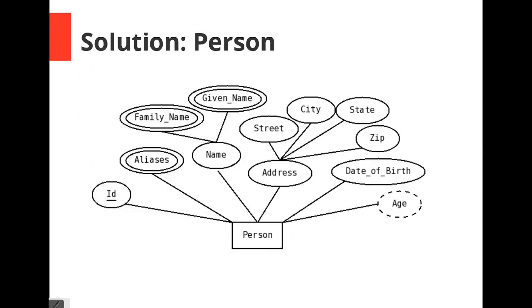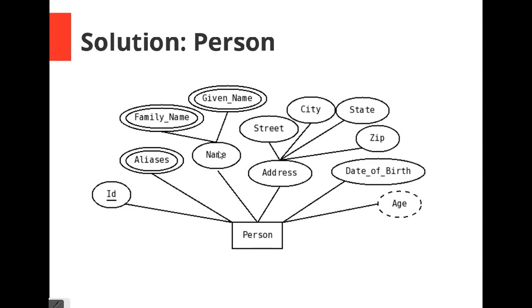Now this is the solution of the exercise we just had. So we have the entity person, which has an identifier called ID, and we represent an identifier with a line under the name of the attribute. So we have ID and we draw a line. It represents that this is an identifier and it has just one value for every person in this database or in this ER diagram.